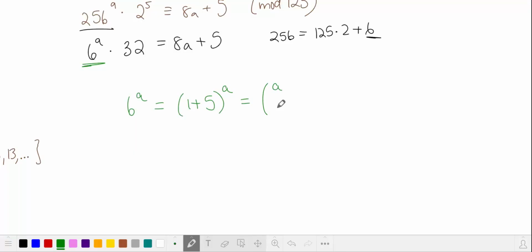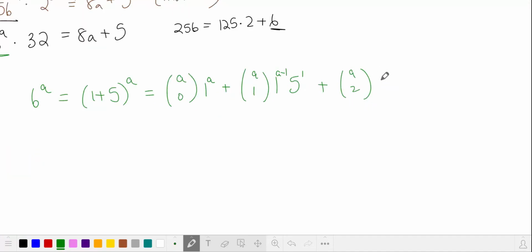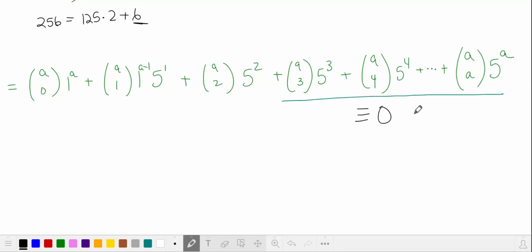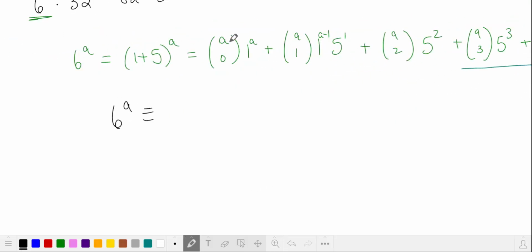Our first term here is a choose 0 times 1 to the a. The next term is a choose 1, 1 to the a minus 1 times 5. Next we'll have a choose 2. I'm going to leave out the 1, and this will be 5 squared. Our next term has 5 cubed in it. That's going to be a multiple of 125, and so will all the next terms, up to the 8th term. These last terms are 0 in mod 125, so we'll ignore them, and we'll simplify this a bit. A choose 0 is 1, and 1 to the a is 1. A choose 1 is a, and here we have a 5. A choose 2 is a times a minus 1 over 2, and we're going to multiply this by 25.